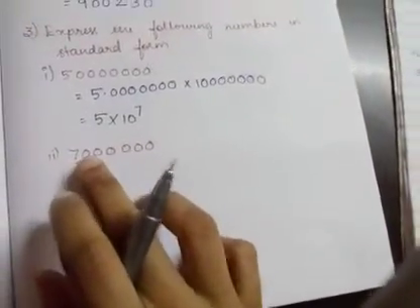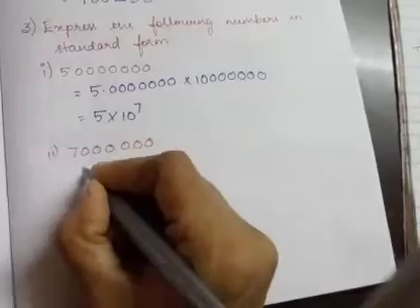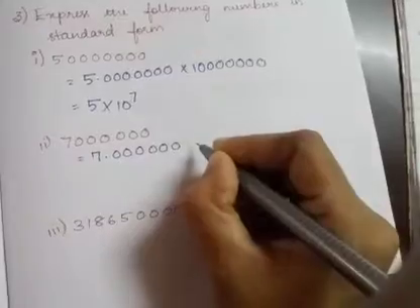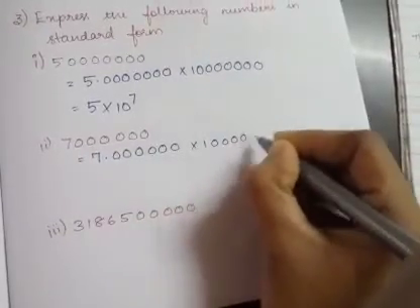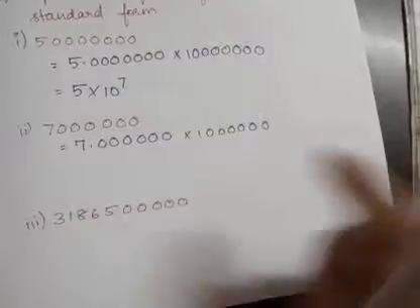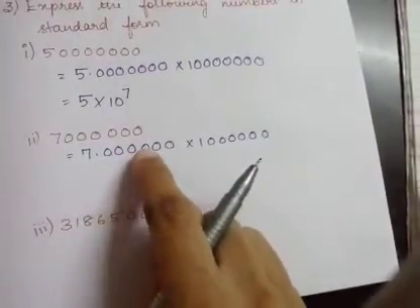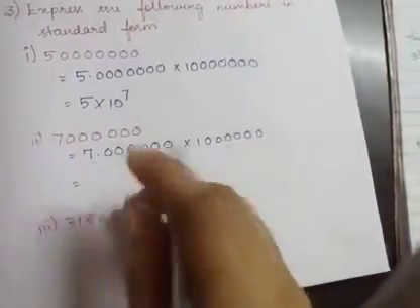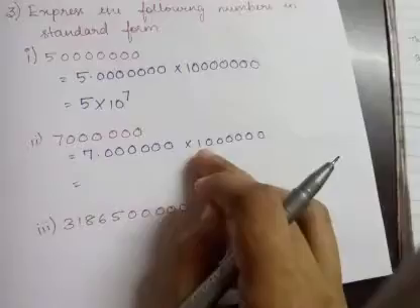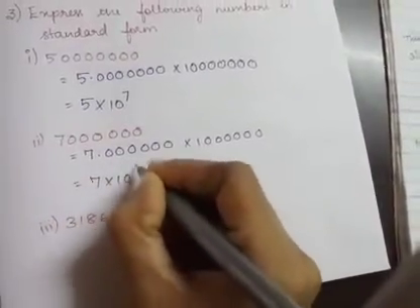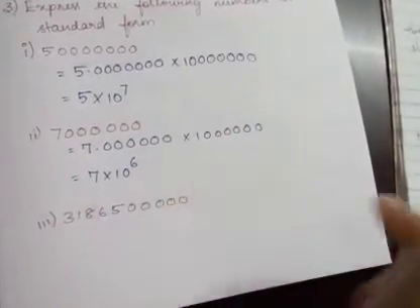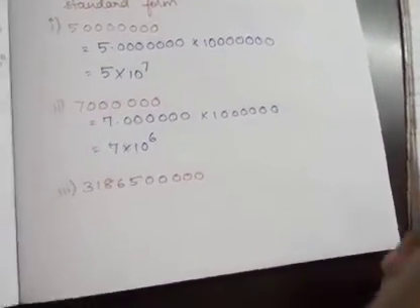Yes. Next, 7 0 0 0 0 0 0. So what will you write? 7.0000000 into 1000000. 6 zeros you will write, right? 7.1 2 3 4 5 6 into 1 2 3 4 5 6. 6 zeros you will write. So after 7 this decimal point has no meaning. So 7 into 10 power 6. How many zeros are there? 1 2 3 4 5 6. So 7 into 10 power 6. Next value.